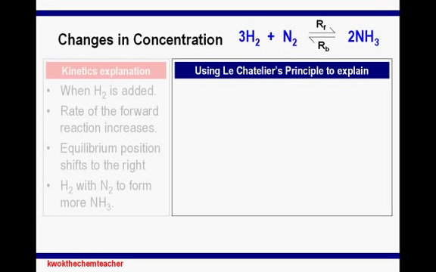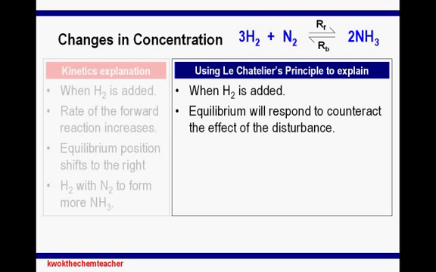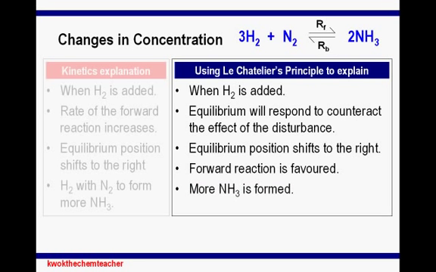Using Le Chatelier's principle to explain this effect, first and foremost, when hydrogen is added, the equilibrium will respond to counteract the effect of the disturbance. The disturbance is the hydrogen that is being added. The equilibrium position will shift to the right, the forward reaction is hence favored, and therefore more ammonia is formed.